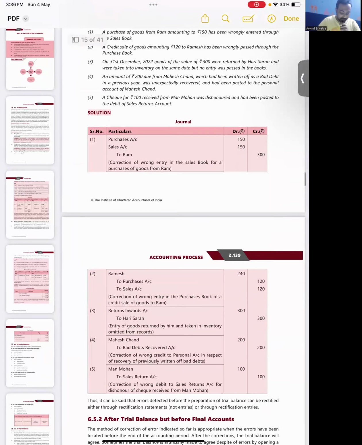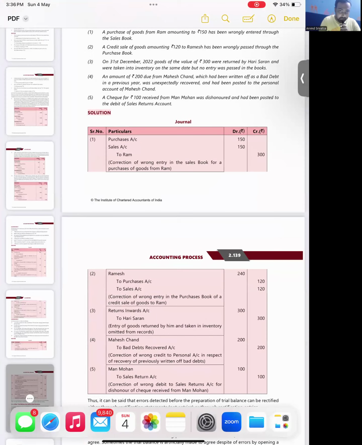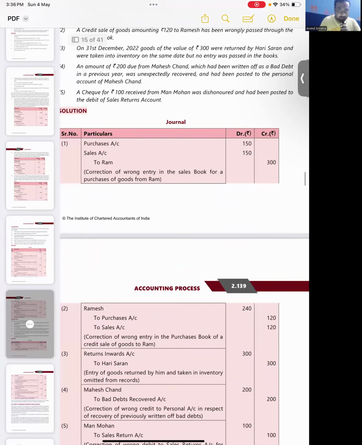Next one, again, next one we will see. A check of 100 received from Manmohan was dishonored and had been posted to the debit of sales return account. So what are they saying? We received a check from Manmohan. Manmohan is our debtor. So what entry would you have passed initially? We would have passed debtor's account debit to sales.